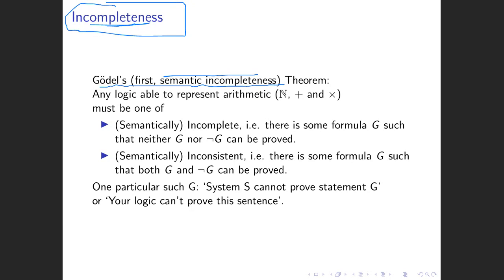And semantic incompleteness is the famous result. It says any logic that is powerful enough to represent arithmetic, i.e. the natural numbers, addition and multiplication, any logic that is able to do that must be either semantically incomplete or semantically inconsistent. And incomplete means there's a formula, G, let's call it, after Gödel. There is some formula which either can't be proved or its negation can't be proved. Okay, so this is a statement which the system is unable to make a decision about.